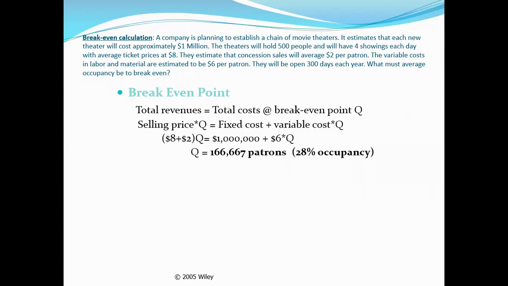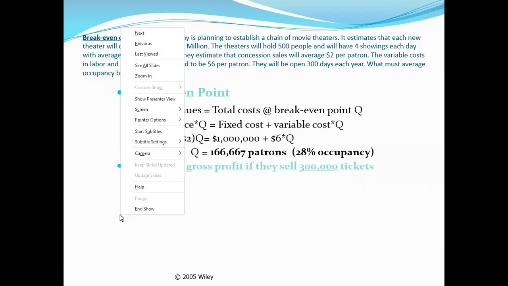Okay, it doesn't look like a lot, but if we divide it by 300 days, it's a little bit more than 500 per day. 500 divided by 4 shows, so it'd be like 125 per show, around that. Okay, but what if they sell 300,000 tickets?